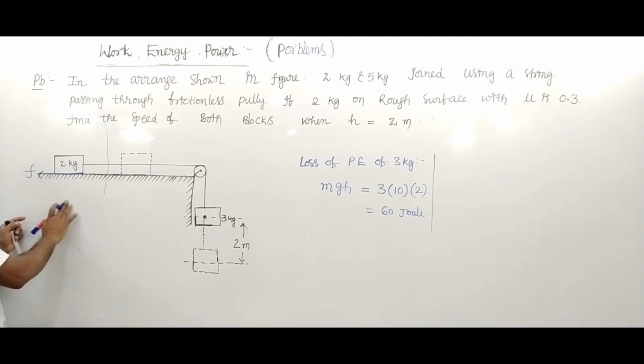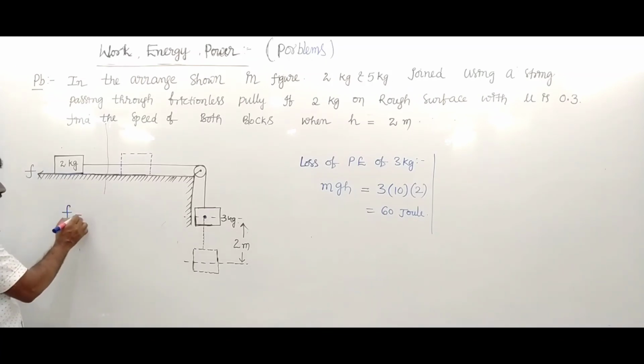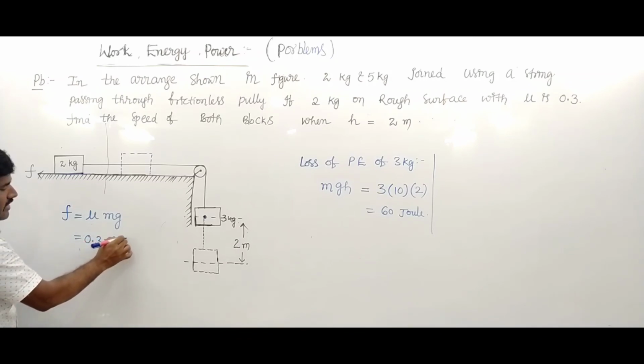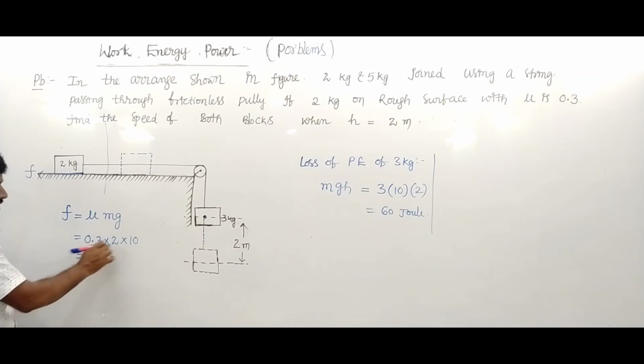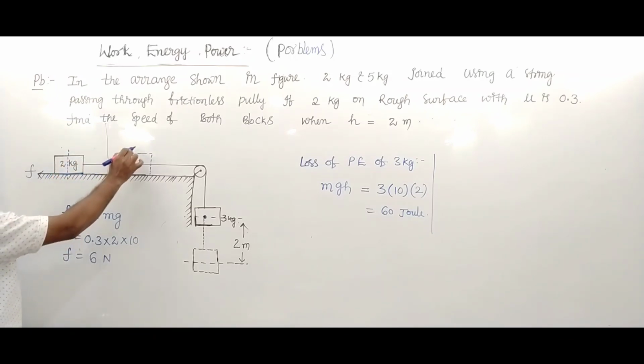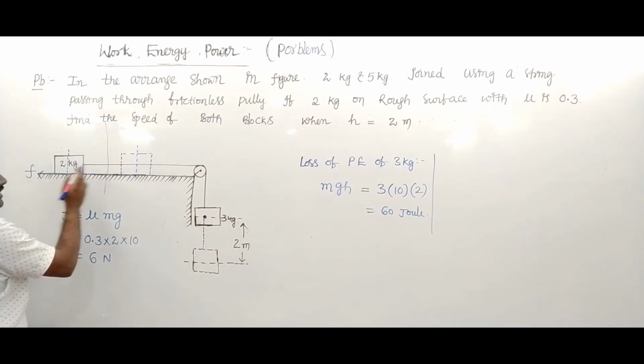So the loss of energy due to friction, how much is it? Friction F equals mu into mg. Mu is 0.3, m is 2 kg, into g. Its value becomes 6 Newton. This is the friction. And the block is displaced from here to here.